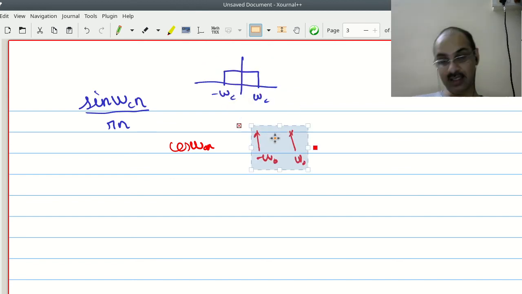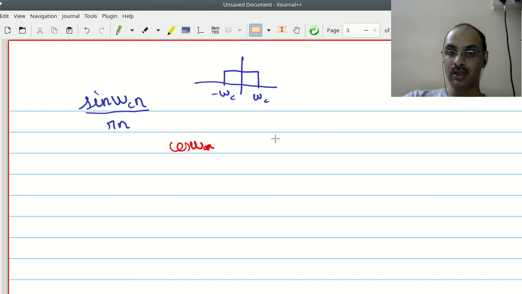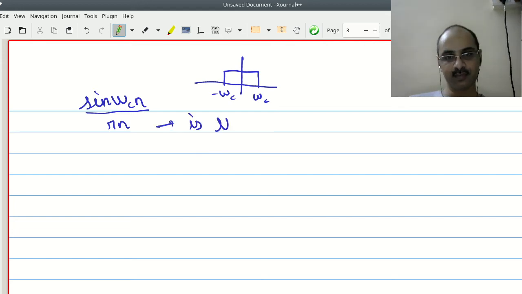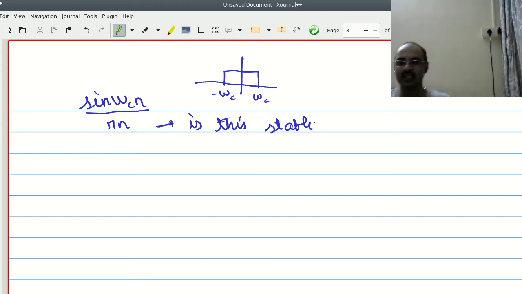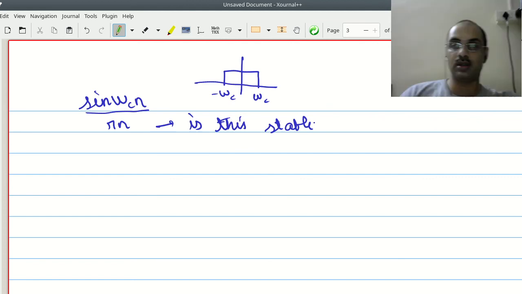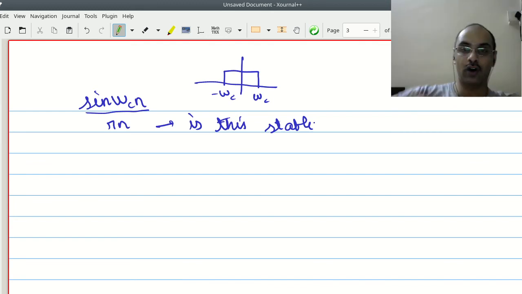This also is connected to another question. Is this filter stable? So you know that finite impulse response sequences always correspond to stable systems. Many infinite impulse response systems also correspond to stable systems. For example, a^n u[n] for mod a less than 1, or even mod a to the power n for that matter, corresponds to a stable system.